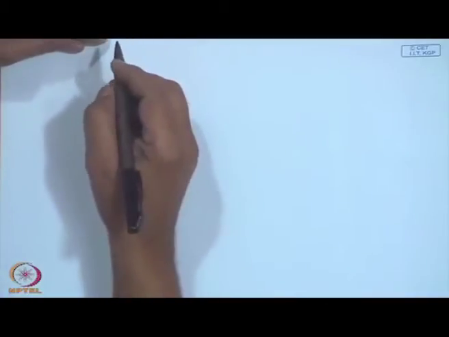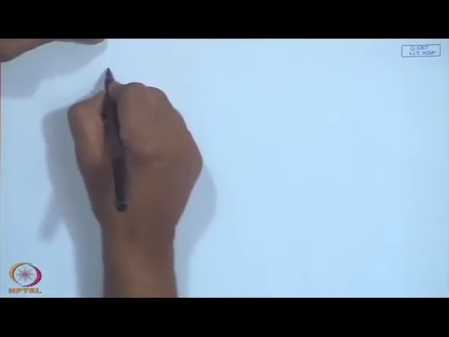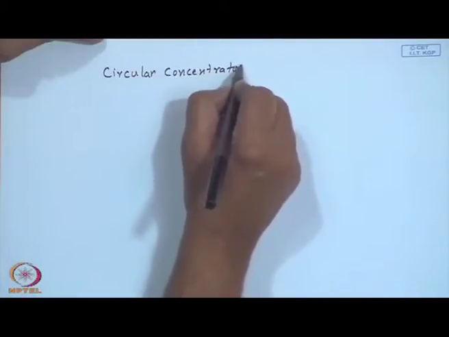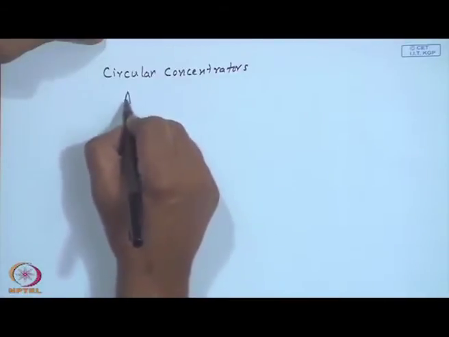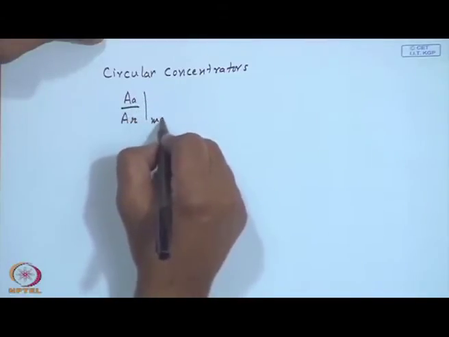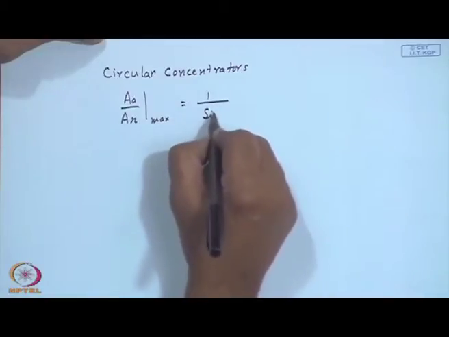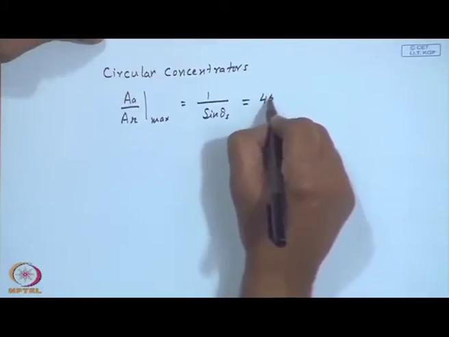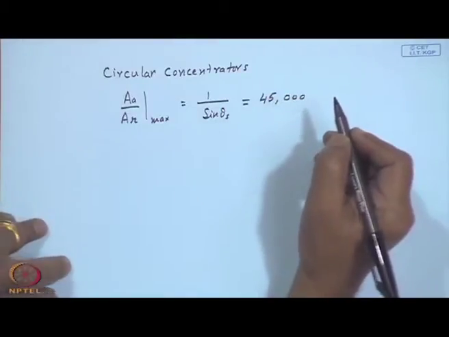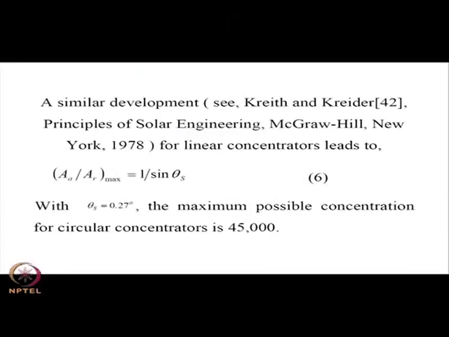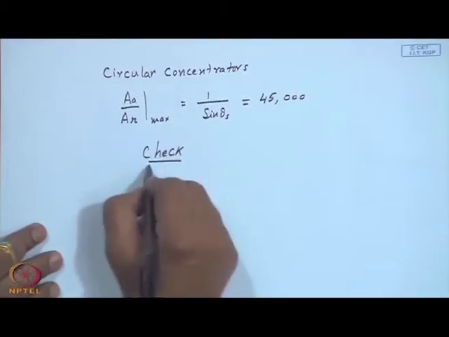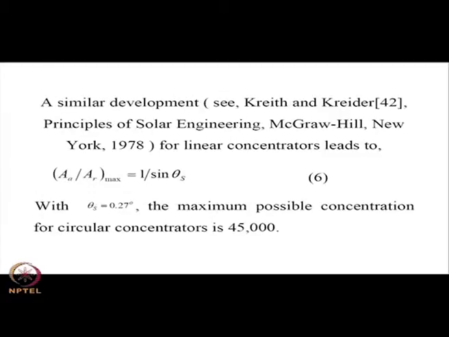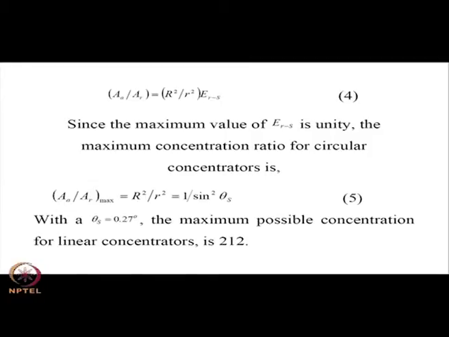So, a similar procedure for concentration, circular concentrators. Max, which goes to 45,000. Okay. I will just check these values in the next class. Because I think somewhere these linear and circular concentrators, they are confusing. I will just check up these numbers.